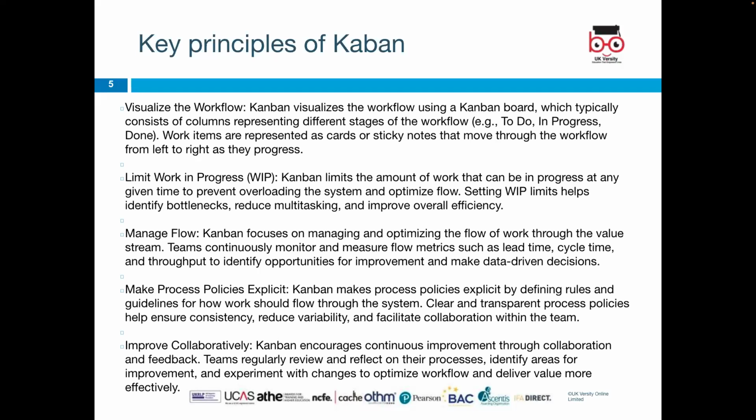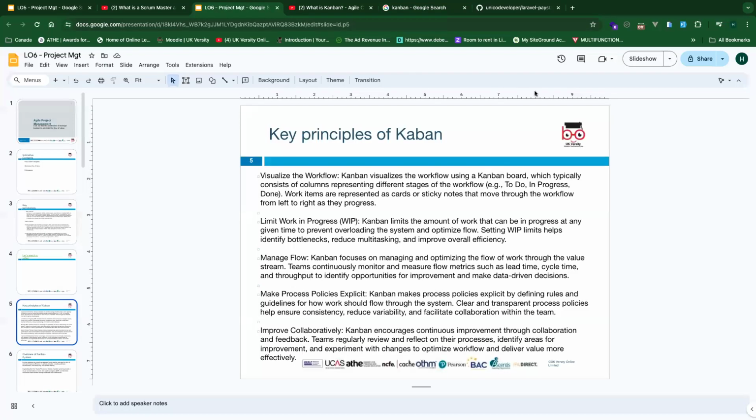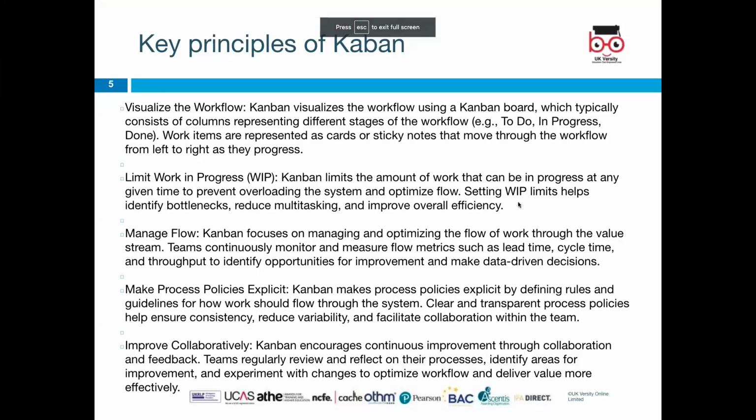So the first one, visualize the workflow. Kanban visualizes the workflow using a Kanban board, which typically consists of columns representing different stages of the workflow. Like we see here, there's a backlog, doing, review, and done. For example, to do, in progress, done. Work items are represented as cards or sticky notes that move through the workflow from left to right as they progress. So that's what the Kanban board is.